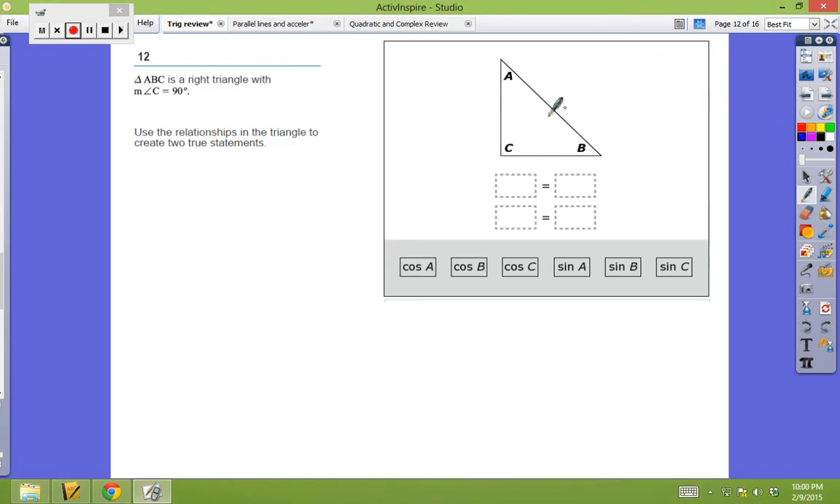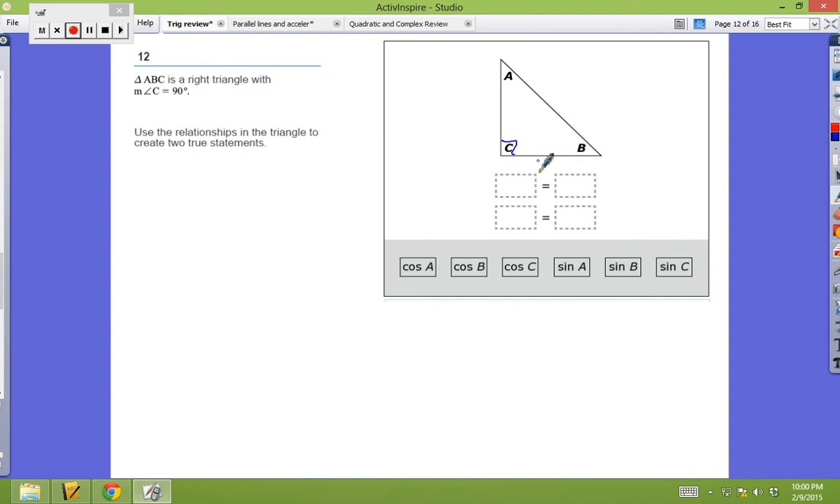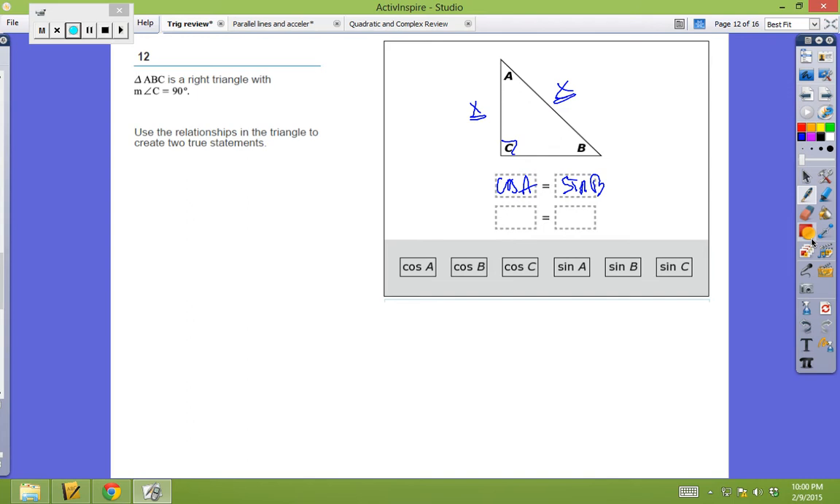Okay, number 12. C is 90 degrees. Okay, so the cosine of A. So the cosine of A is going to be adjacent over hypotenuse. And that's the same thing as the sine of B. So if I put the cosine of A is equal to the sine of B, that's a true statement, because the sine of B is going to be the opposite over the hypotenuse. And then let's use the sine of A. So the sine of A is going to be equal to the cosine of B, and that's true for every right triangle.